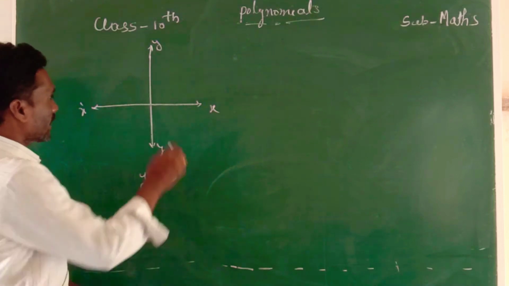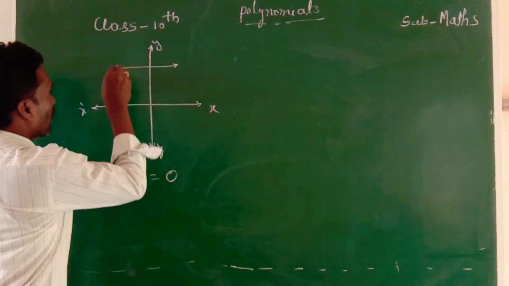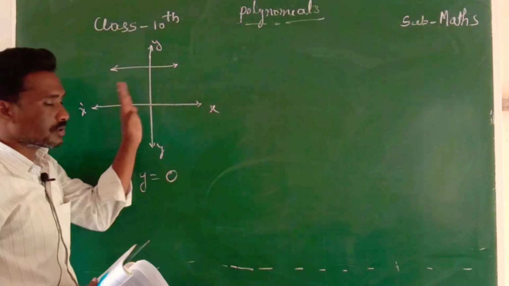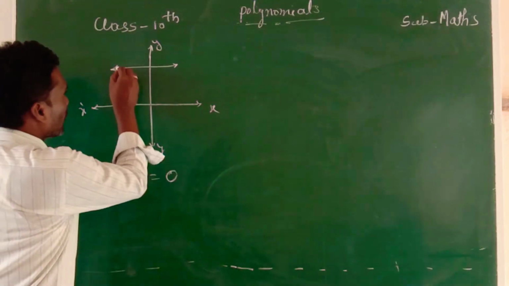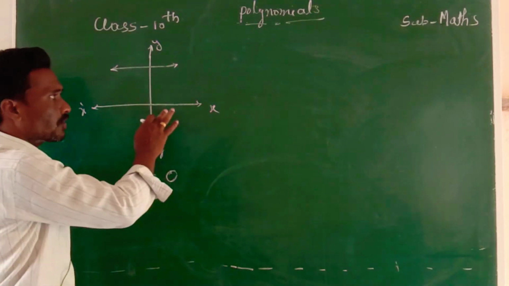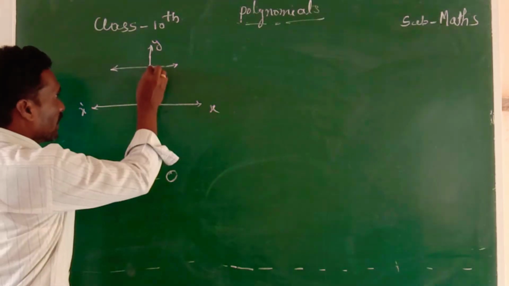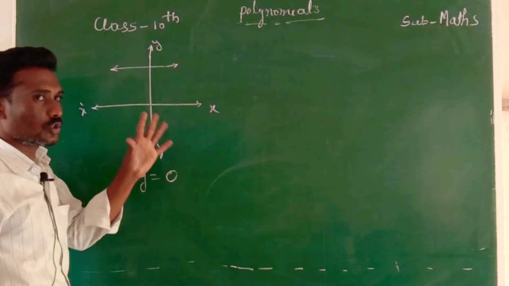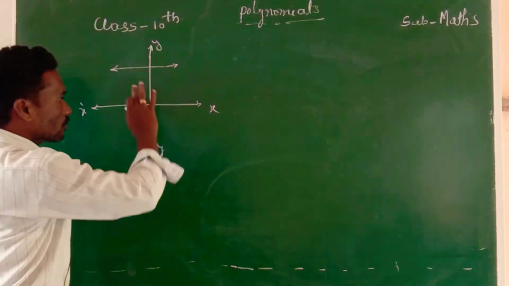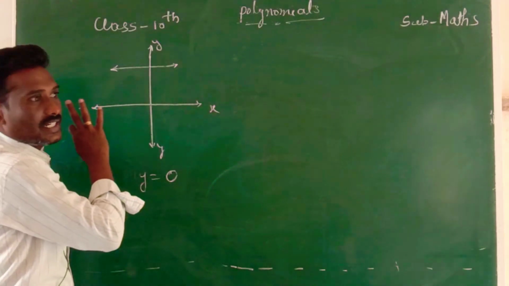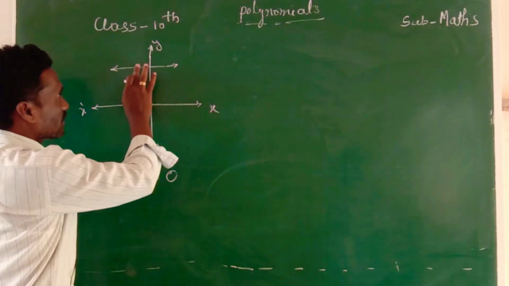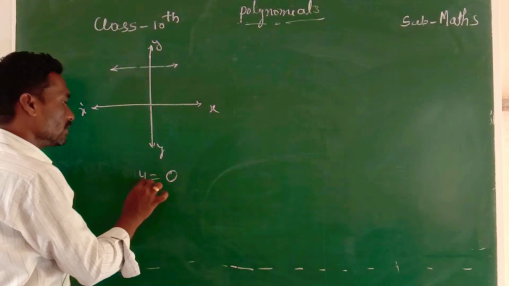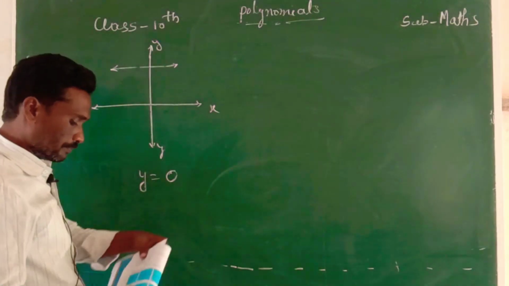Suppose in the first case they have given a graph like this. How many zeros does this graph have? There is no zero. Why? Because the graph line is not intersecting the x-axis anywhere. It is parallel to the x-axis. So here we are not going to get the y value as 0. So there is no zero.